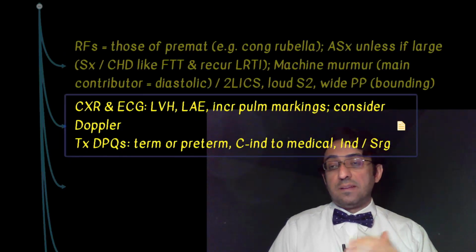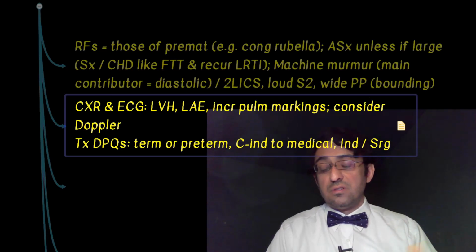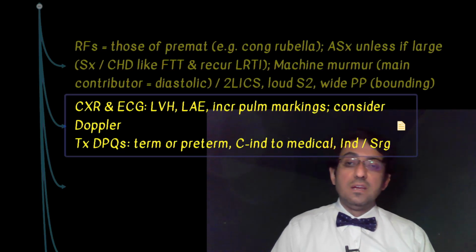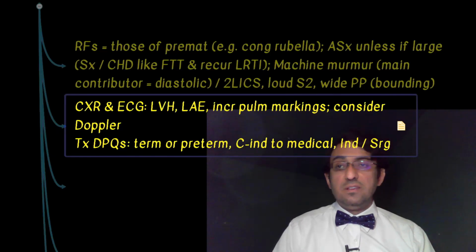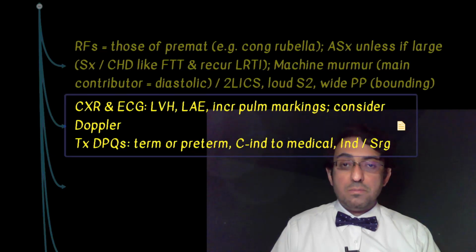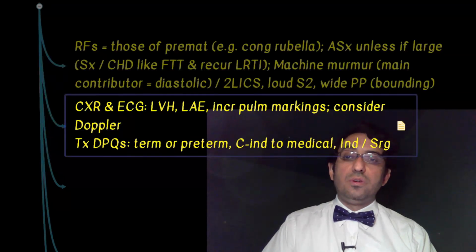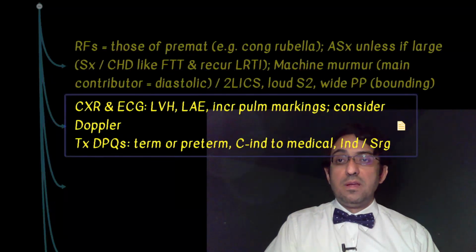What findings do you expect in chest x-ray and ECG and echo of PDA? Again, increased venous return and volume overload to the left side would mean possibility of left ventricular dilation initially and left atrial enlargement, plus increased pulmonary markings because of increased flow in the pulmonary circuit. Now, an adjunct test, which is Doppler study, may also show this flow from aorta into the pulmonary artery.